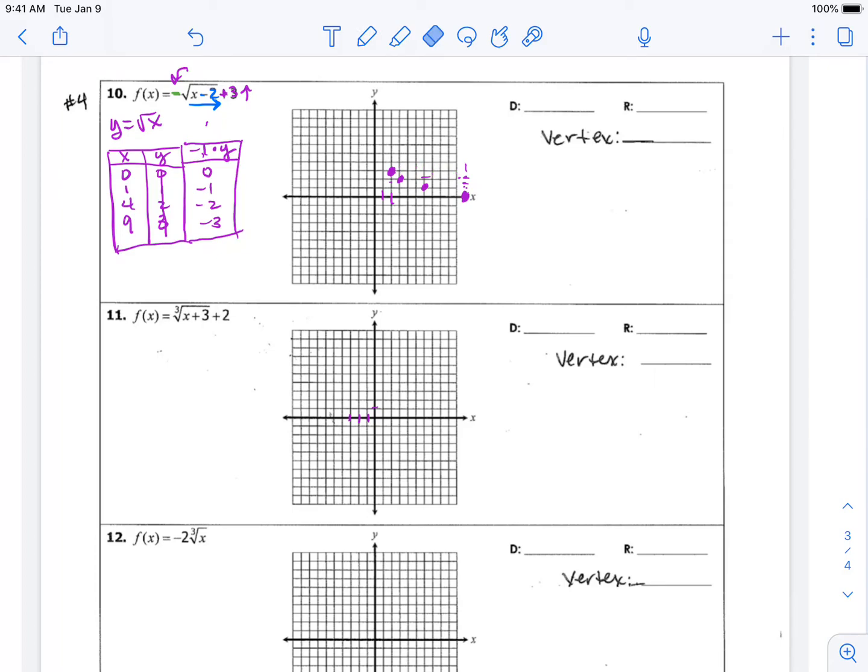So I'm going to erase all my little counting here. And then I draw in my line. So that's going to be my graph. Okay. Then I need to find my domain and range.